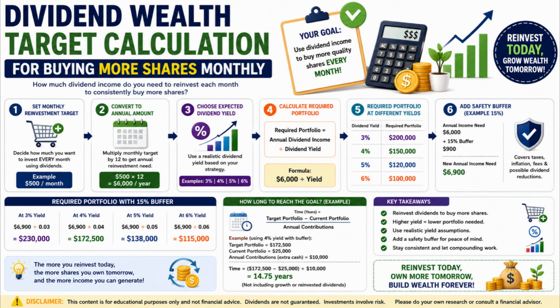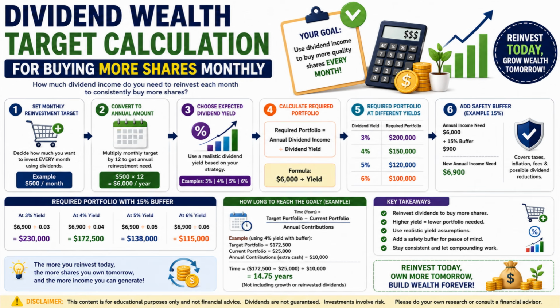After that, calculate the required portfolio using the core formula. The formula is required portfolio equals annual dividend income divided by dividend yield. Since the annual income need in this example is $6,000, you divide $6,000 by the yield you expect to earn. Now, let's look at what that means at different yields.